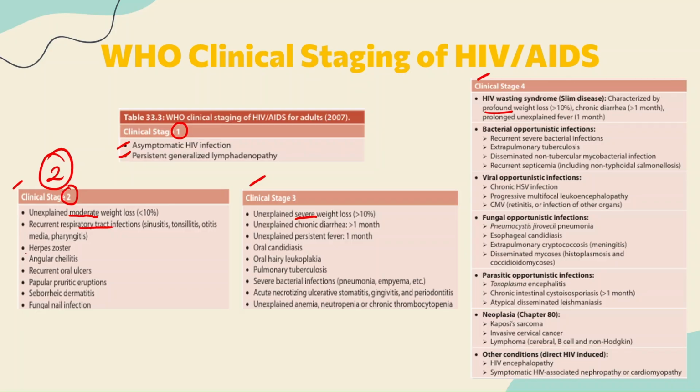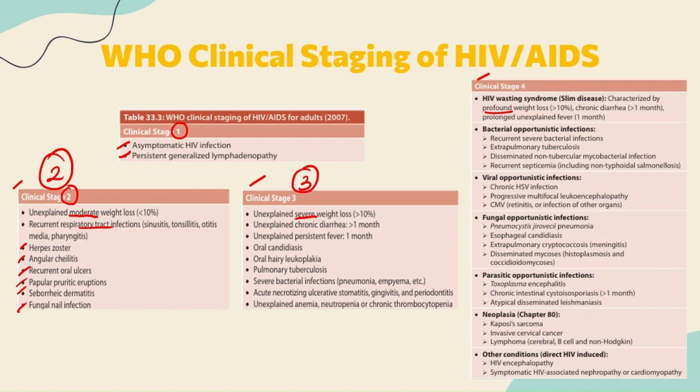Okay, then conditions like herpes zoster, angular cheilitis, recurrent oral ulcers, papular pruritic lesions, seborrheic dermatitis, and fungal nail infections can also be there. So if this is what the patient is coming with, you say the patient is belonging to clinical stage 2. Now in clinical stage 3, what is there?